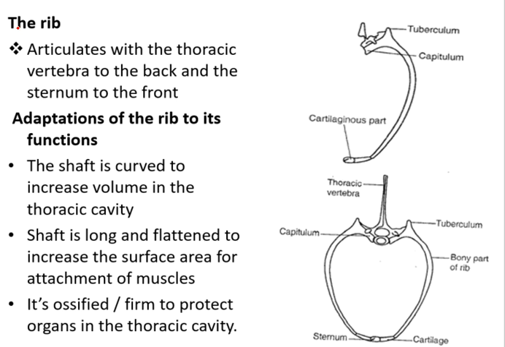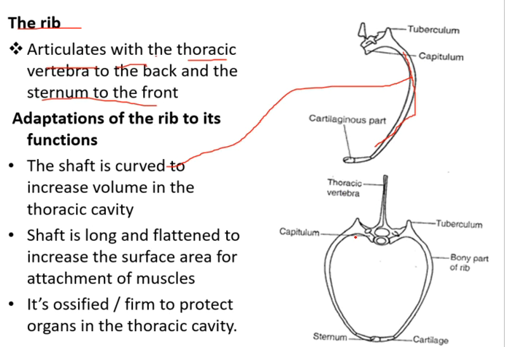Let's look at the rib. And the rib articulates with the thoracic vertebrae at the back, just as we have said. Then at the front, it articulates with the sternum. Then adaptation of the rib to its function: the shaft is curved to increase volume in the thoracic cavity. This is the shaft, which is curved. Then the shaft is long, as you can see, to increase surface area for attachment of muscles. Then the rib is ossified to protect organs in the thoracic cavity.